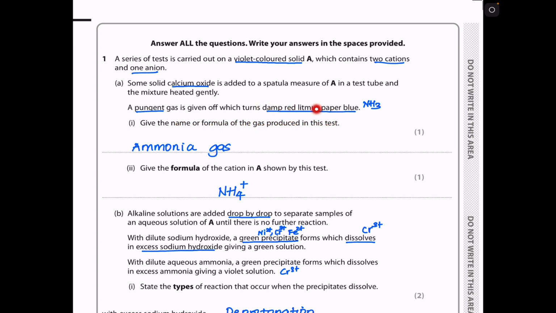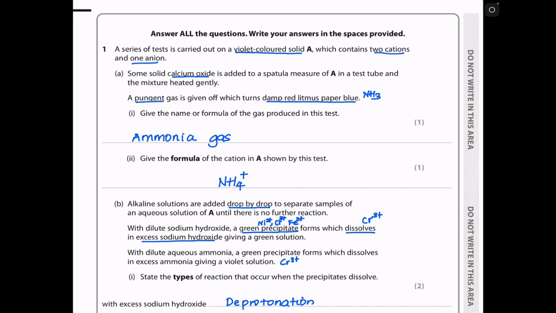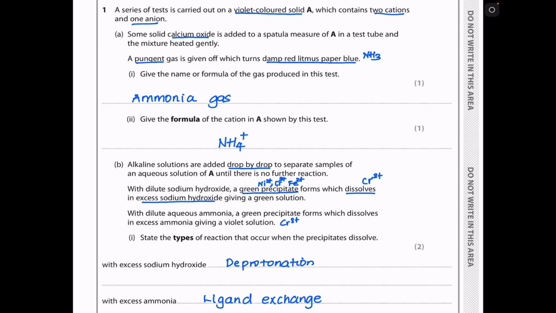Ammonia is the only alkaline gas that will show this positive result, so the gas should be ammonia. The next they say give the formula of the cation in A shown by this test. Ammonia gas should be coming from ammonium cation, so that should be my answer.